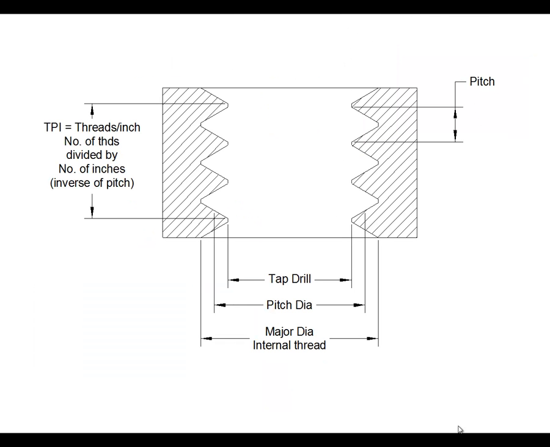On an internal thread, there's one tap drill size that is very important to understand. If I were to cut this thread into a piece of metal, I'd first need to drill a hole, and the size hole that I need to drill would be the tap drill size, and then I would use a tap to cut the thread. So the tap drill size is usually the smallest diameter inside that internal thread.